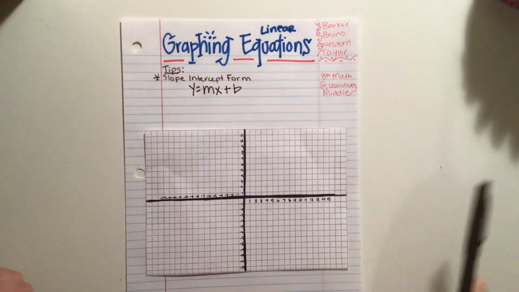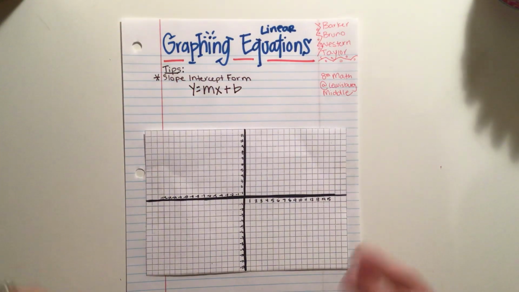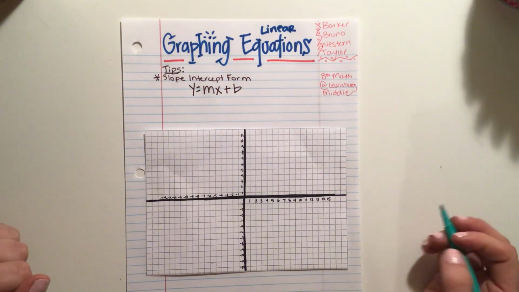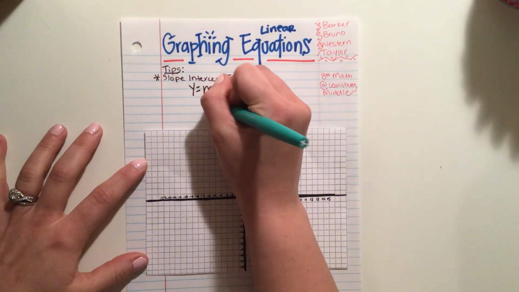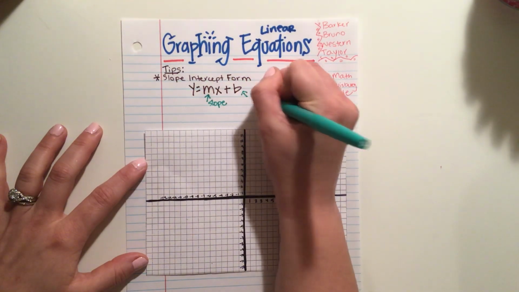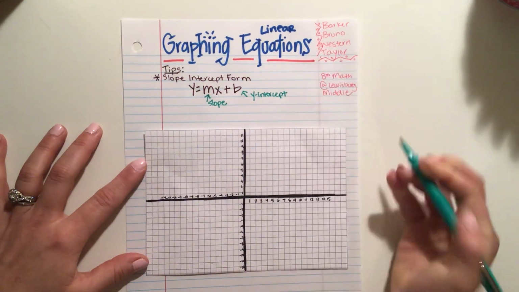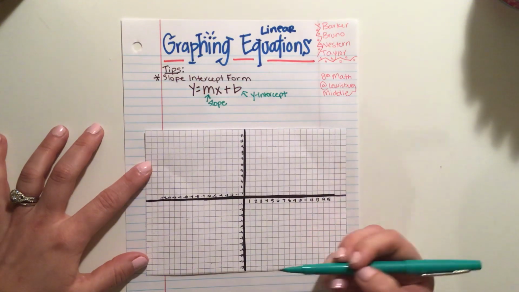Okay, so now we need to go over the different parts of this equation, the formula for slope-intercept, to make sure that you're graphing it correctly. So the m is always our slope. The b is our y-intercept. Now, our y-intercept means that that number is going to fall on our y-axis.